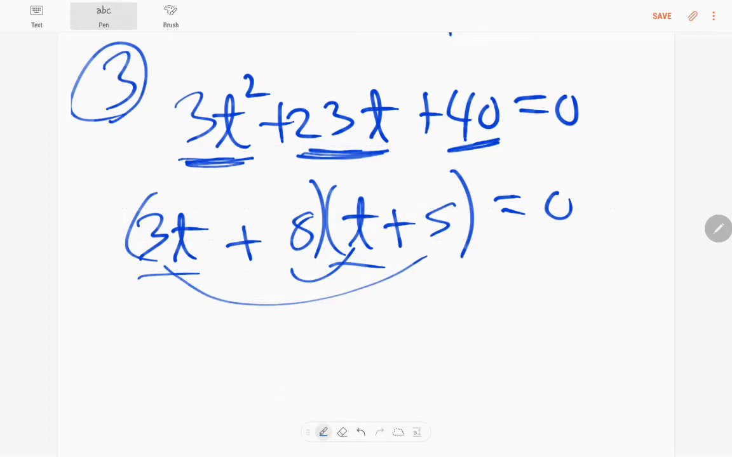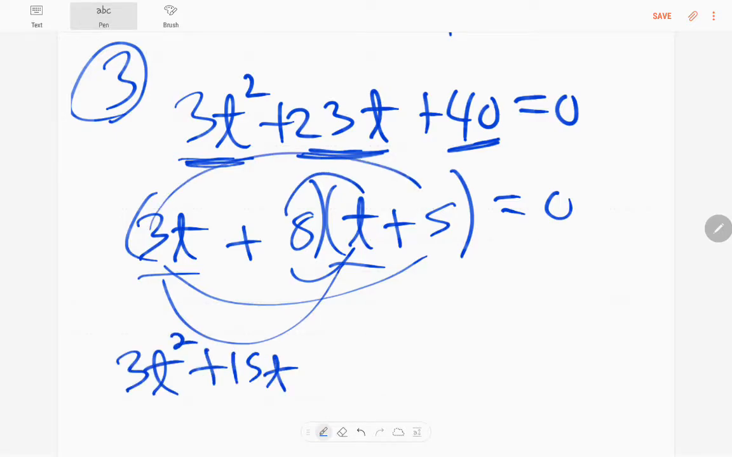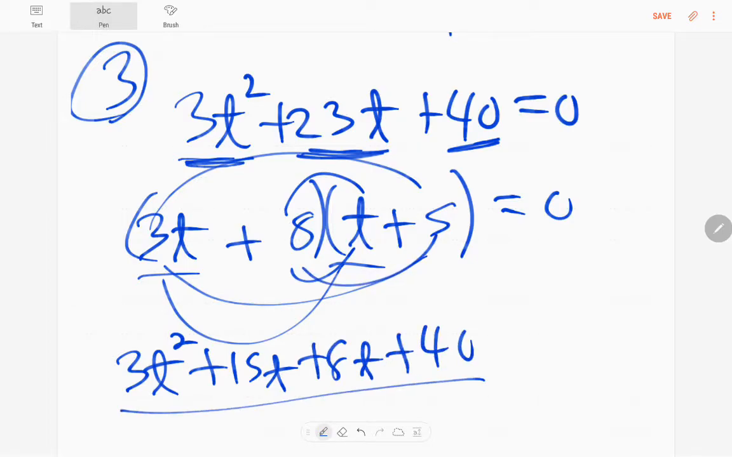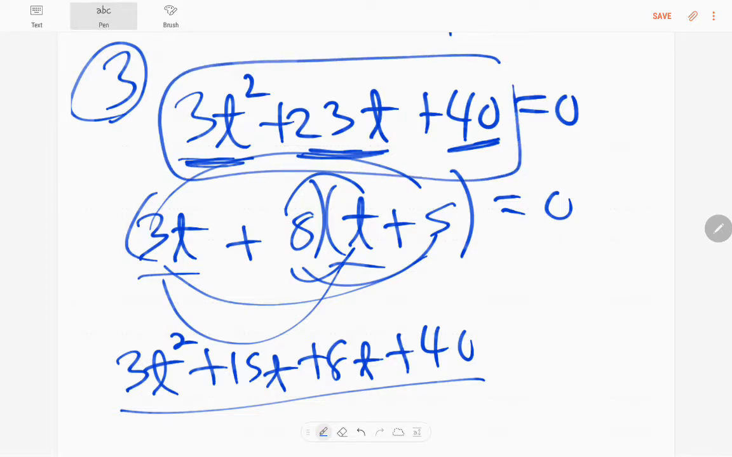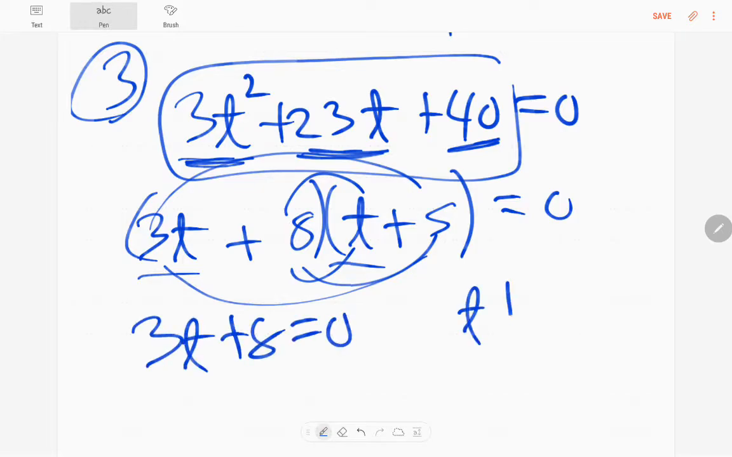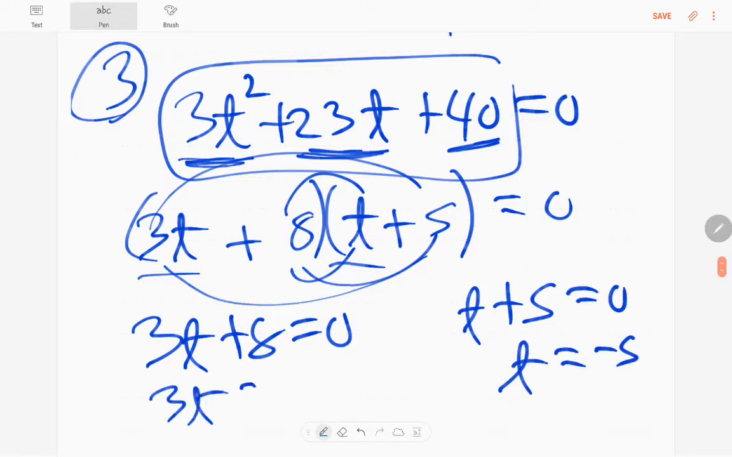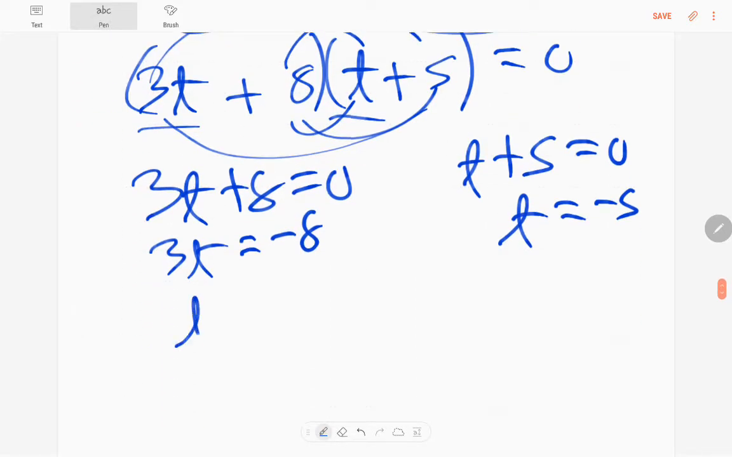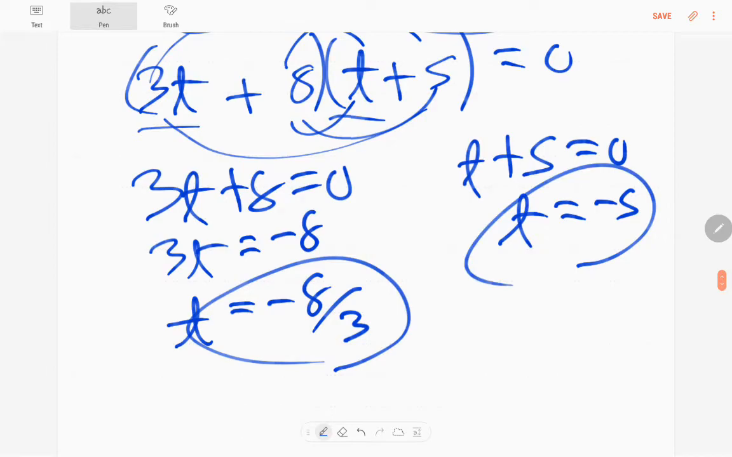By the way, you check this is to FOIL it. So if I FOIL it, the first is 3t squared, the outer is plus 15t, the inner is plus 8t, and the last is plus 40. So that is the same thing as this when you combine terms. So the next thing to do is set each factor to 0 and solve for t. So it looks like negative 5 and negative 8/3.